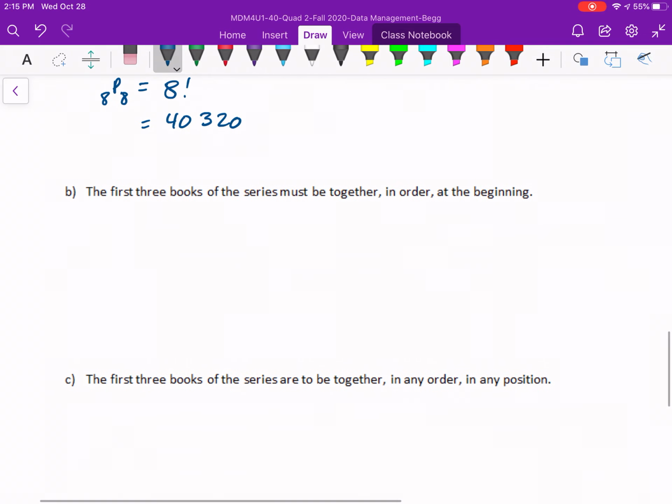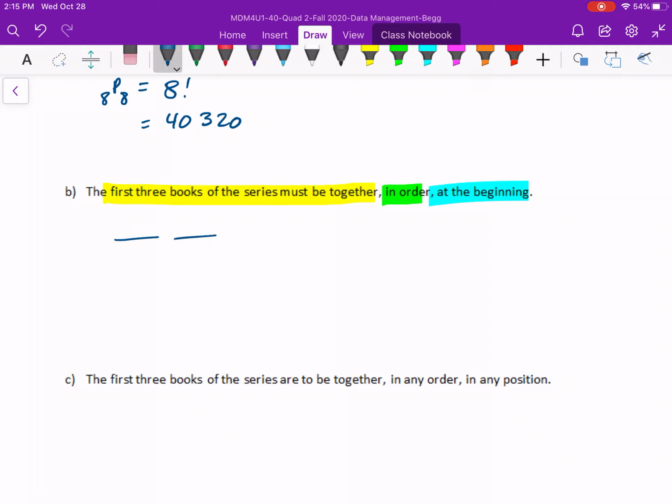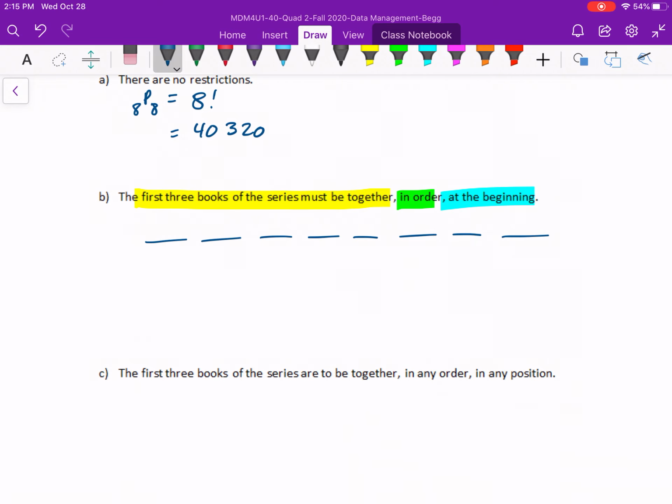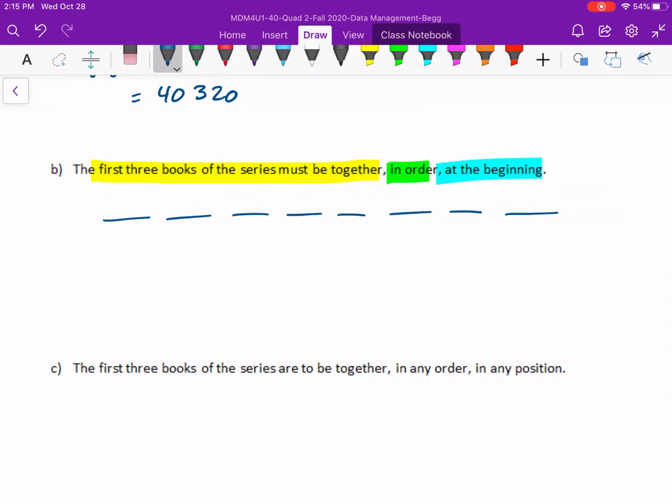The first 3 books of the series must be together in order at the beginning. So we've got a restriction here. And each one of these things I'm highlighting in a different color has a bearing on it. So let's think about it. It's always helpful to draw a diagram if things start to get a bit complicated. So there's my 8 spots. And the first 3 books have to be together in order at the beginning. So starting from the left, that means book number 1 of the series must be in spot number 1. So there's only one way I can do that. And book number 2 of the series must be in spot 2.